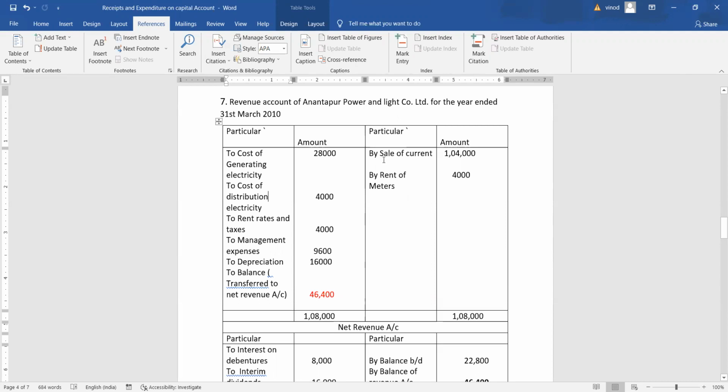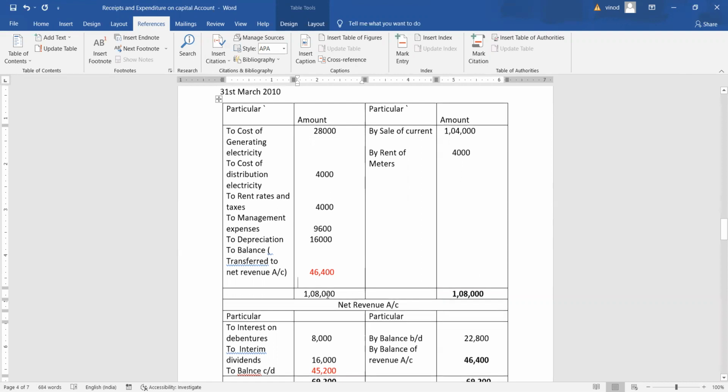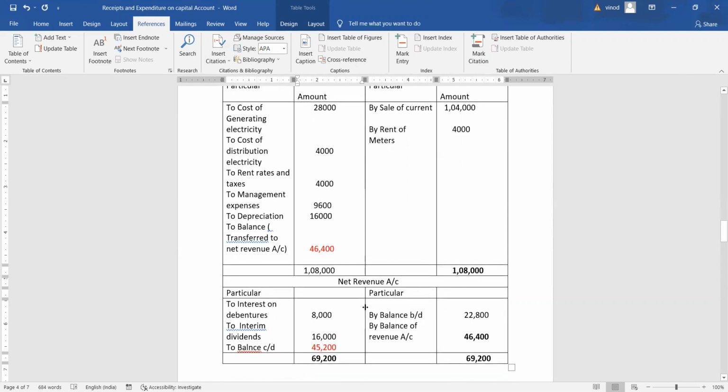Credit side, the power company sold current, they received 1,04,000. They also received rent of meters, that is 4,000. By adding these two, the total amount is 1,08,000. Then deduct all the expenditures which we have written on the debit side. The balance is 46,400. This amount can be transferred to net revenue account.